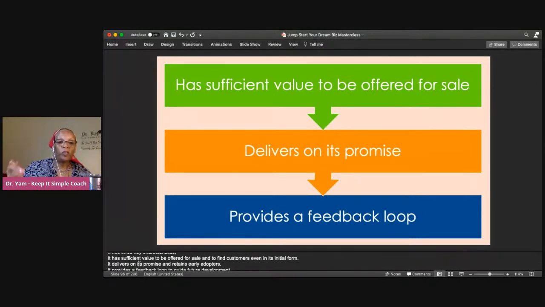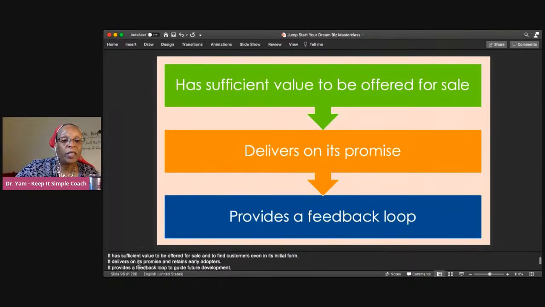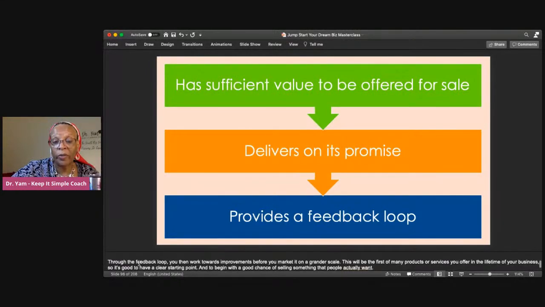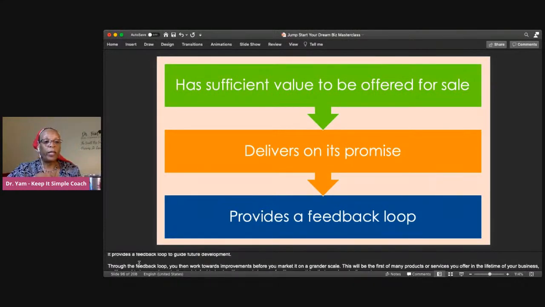Does it have sufficient value for sale? And do customers find it viable? If it delivers on a promise for your early adopters, and then getting the viable feedback from your customers so that you can make the tweaks and put the offer back into the street again. Again, you're testing the waters. That's the whole premise of a minimum viable product.